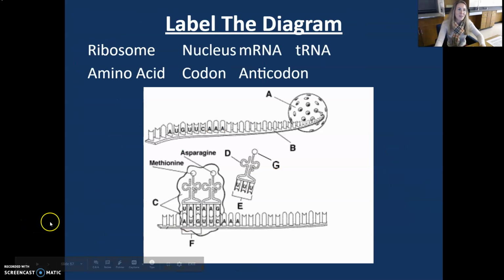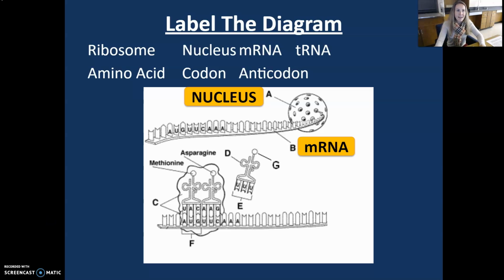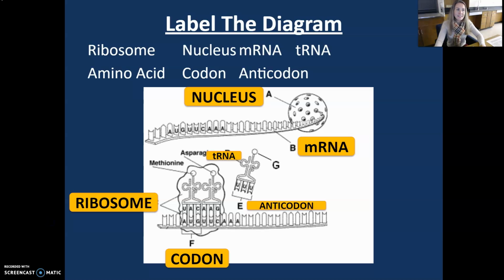Let's label the diagram. So, the nucleus is going to be A. What's leaving the nucleus? mRNA. Remember, DNA is stuck inside of the nucleus. We have the ribosome. Remember, the mRNA brings over the message to the ribosome. Then we have tRNA bringing over the T codon, or the amino acid sequence. The T codon is what's attached to tRNA. And remember, the codon is what's attached to the mRNA. Finally, we have the amino acid that is brought over by tRNA because of the anticodon.